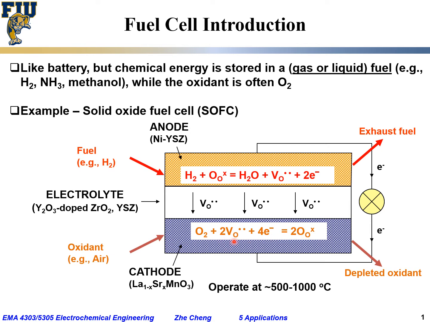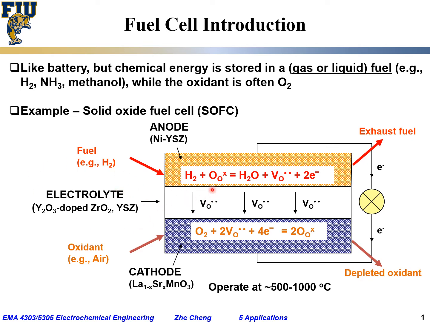How much charge is on the left? 2 plus 4 plus 4 minus 0. This cross, remember we said, means neutral. So 0 charge on the right. So the cathodic, or reduction, half cell reaction is also balanced in both mass and charge. Okay, so this is a single solid oxide fuel cell.